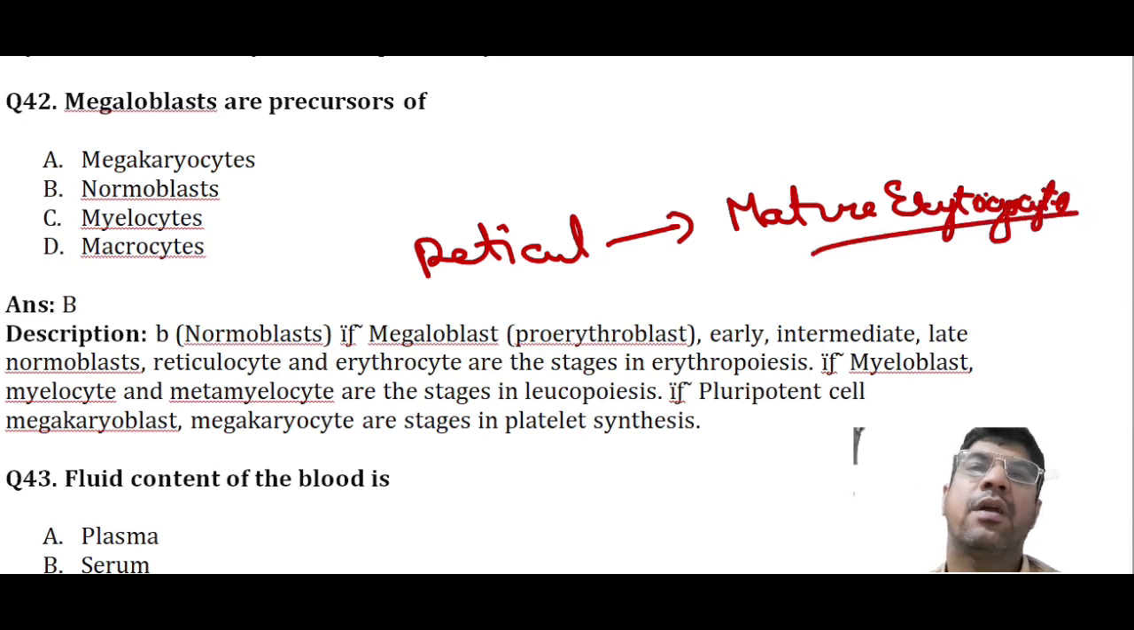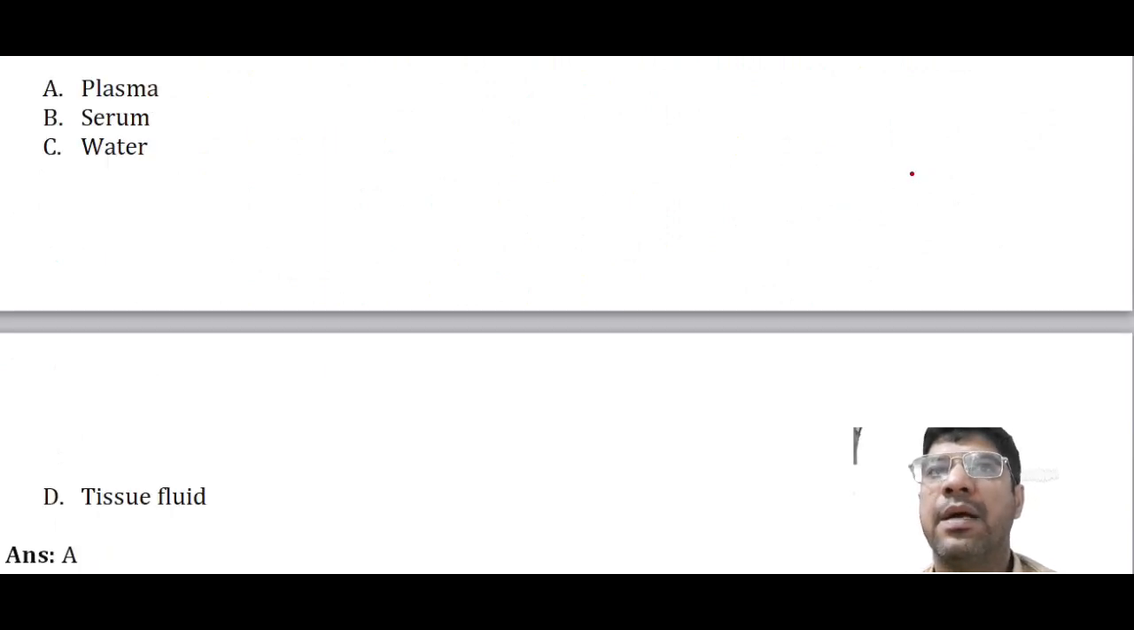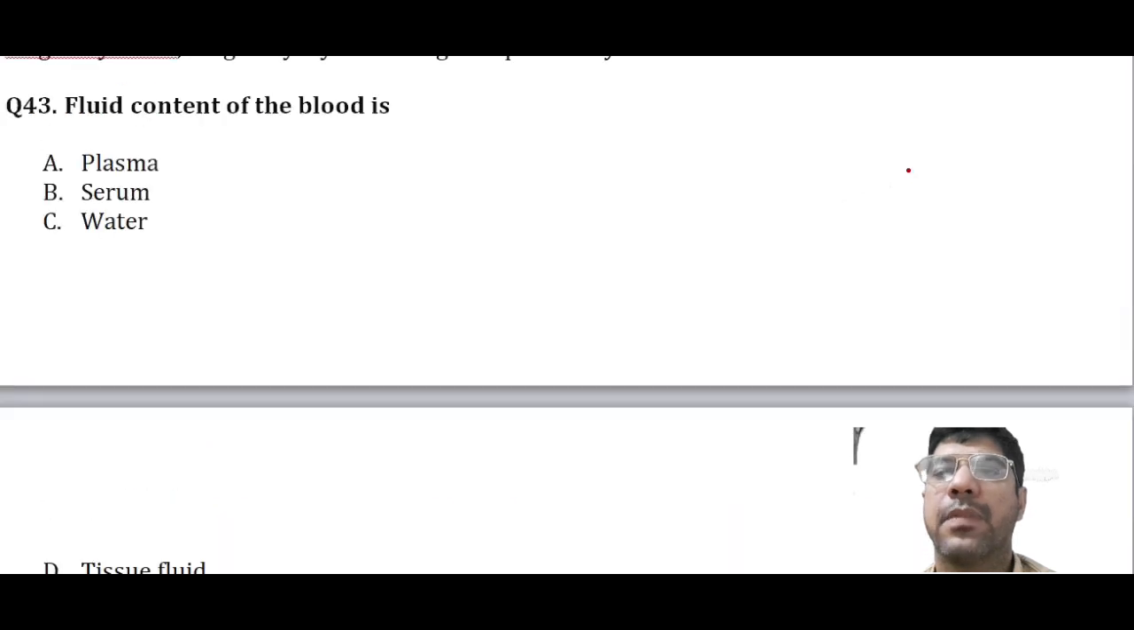The fluid content of blood is the plasma. Plasma is the liquid component of blood that makes up the largest portion of the blood composition. Plasma contains water, electrolytes, proteins, hormones, waste products, and various other substances that are essential for the proper functioning of the body.